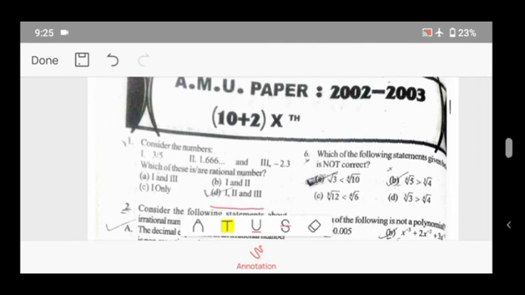Today I am going to show you the AMU 11th Science Entrance last ten years' paper.